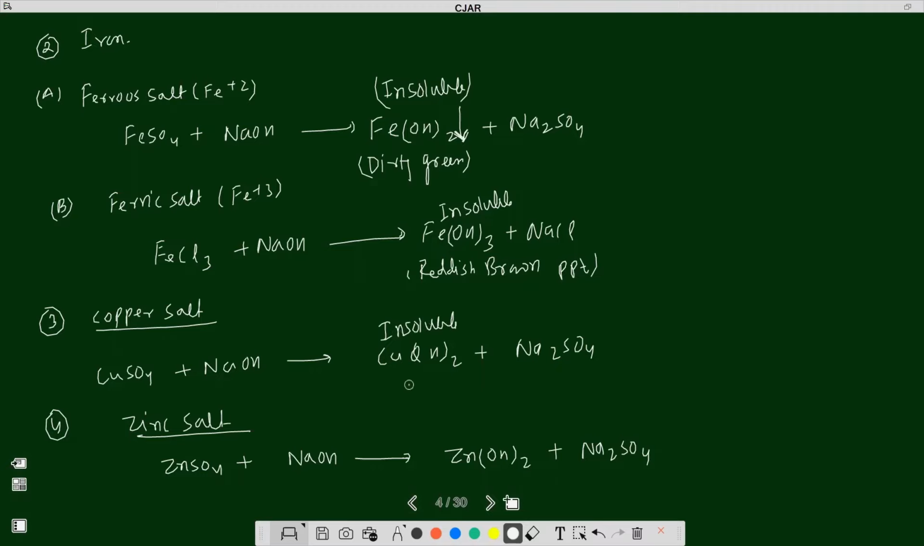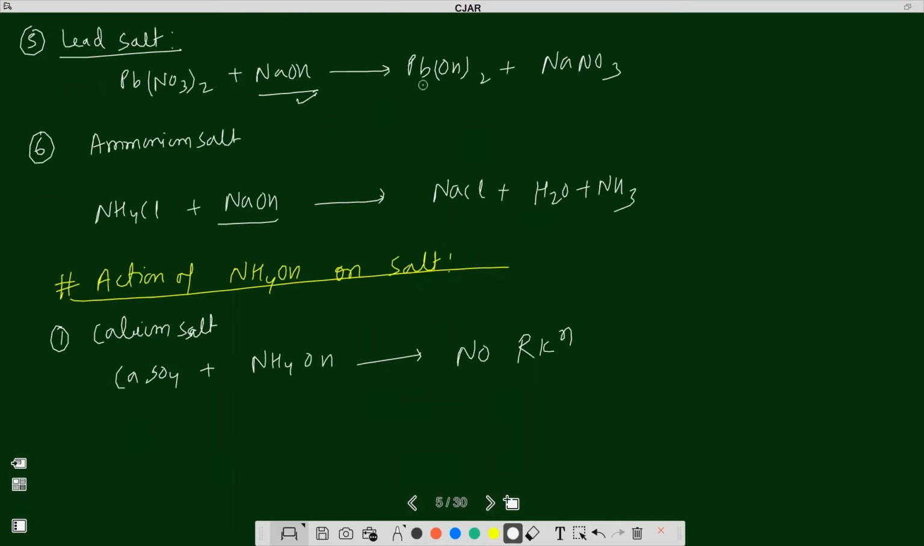This one is insoluble, and its color is blue precipitate. Similarly, this salt is soluble, and it is a white precipitate. For lead hydroxide, it is actually a white precipitate, and it is soluble. Similarly, NaCl is soluble.